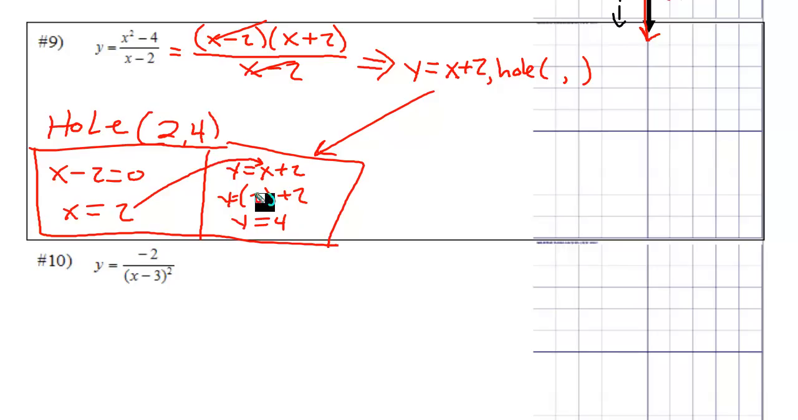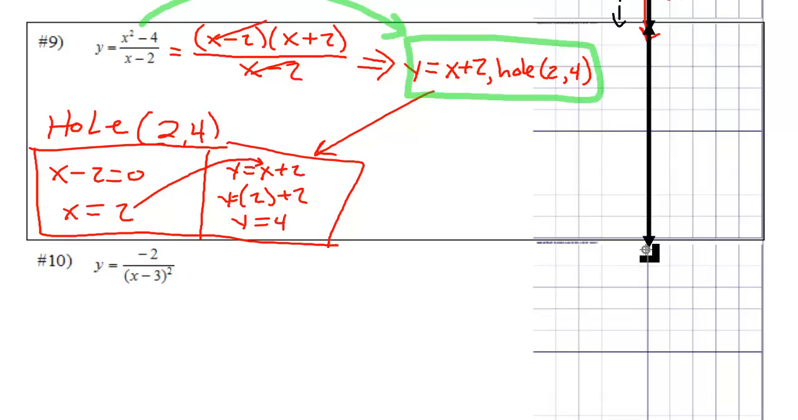So we have a hole at the ordered pair 2, 4. To graph this, and when I say this, I'm talking about this is what we're graphing. This is the simplified version of this original equation. Simply graph this line and then put a hole in it. Y-intercept of 2, let me put my x and y-axis on here a little more pronounced. We have a y-intercept of 2, let's say that's right here.